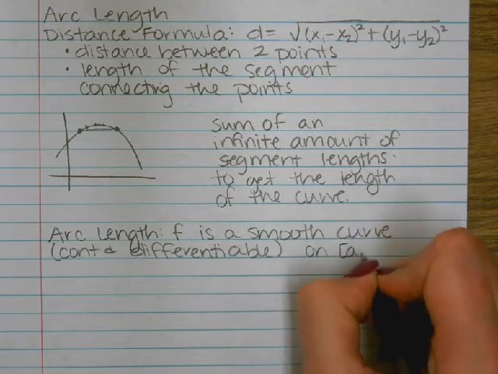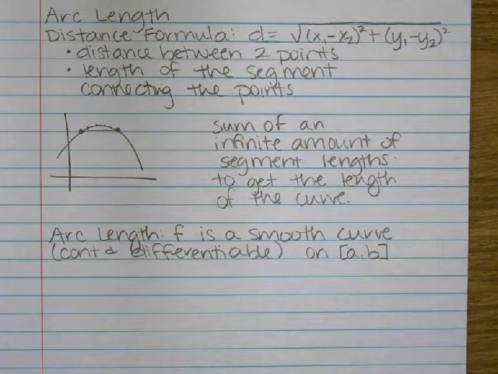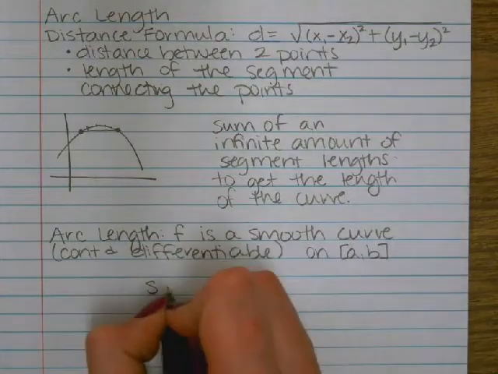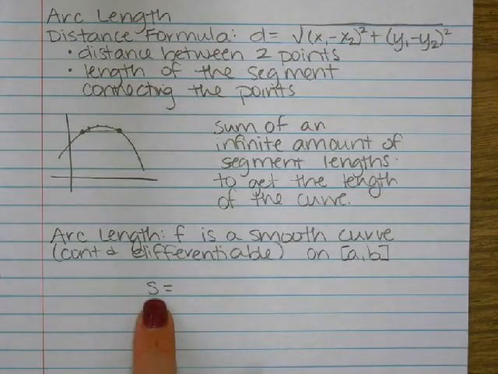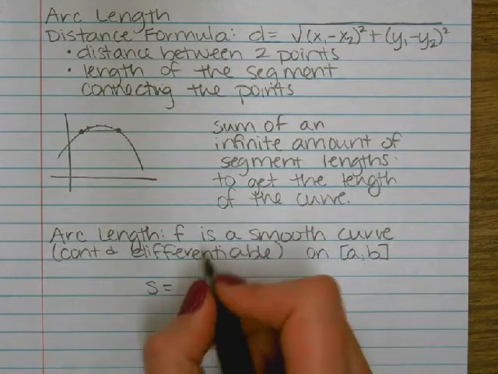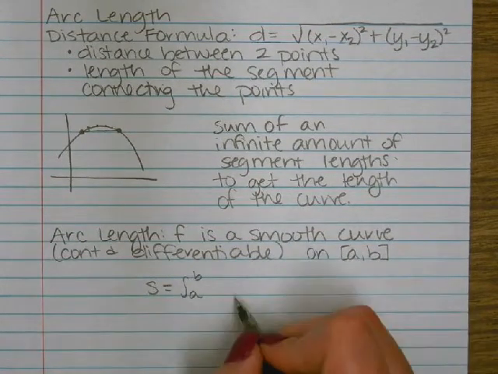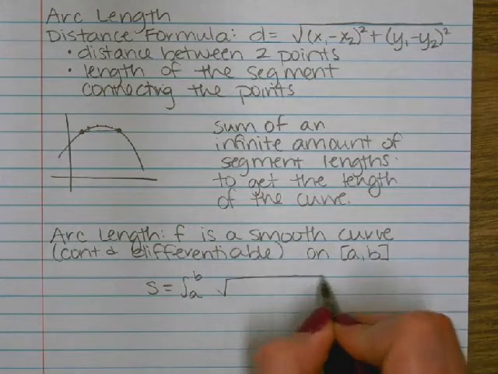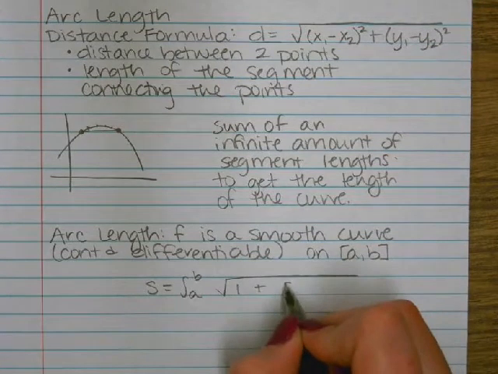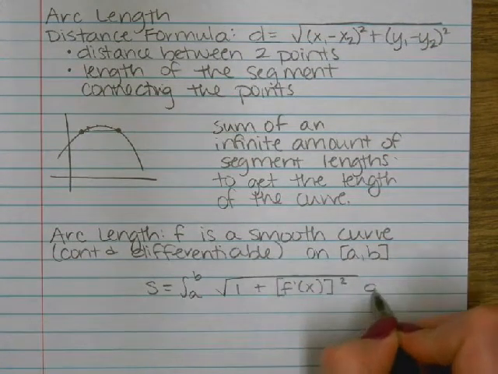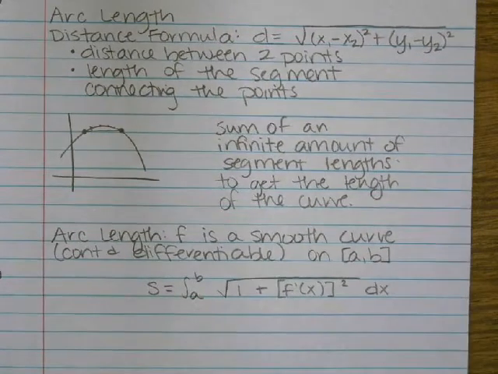So we have to have an interval that we're looking at to find the length, because if there's not an interval, then we don't know what piece of the curve we're looking at. So the formula is S equals, S is the variable they typically use for arc length for whatever reason. So you're going to evaluate the integral from a to b of the square root of 1 plus the derivative of the function squared. And that's how we're going to find the arc length.